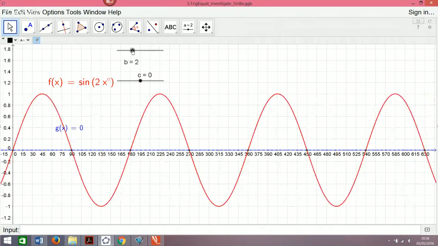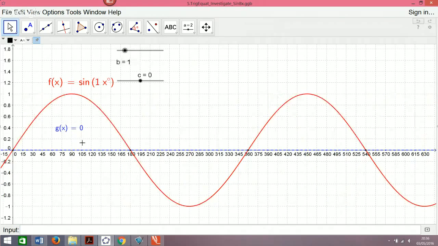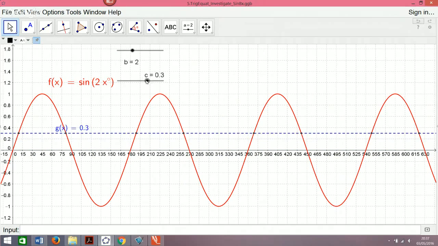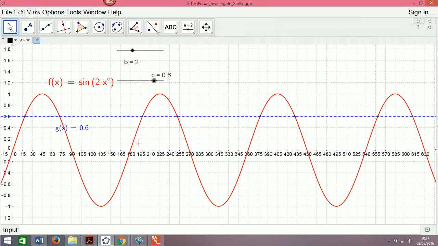Or 1x, there's still 3 solutions. But the number of solutions within 360 degrees will double if it's 2x. So I can see instead of 3, I've now got 6 solutions. If it were, let's change that C value so we only get 2 solutions. Let's make it a half. Let's get that as a half.